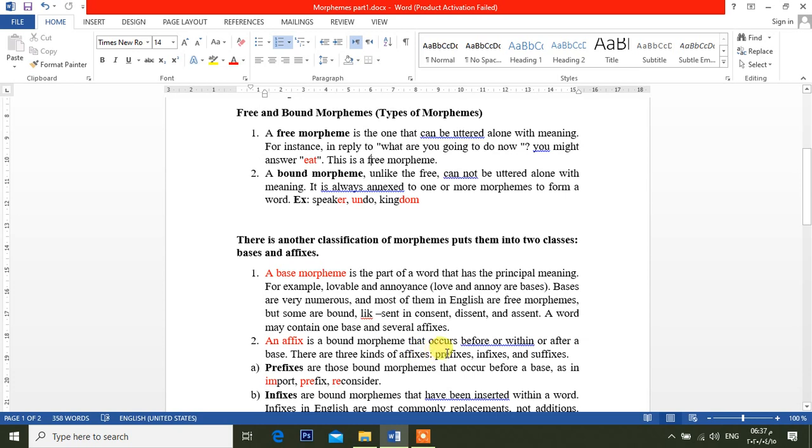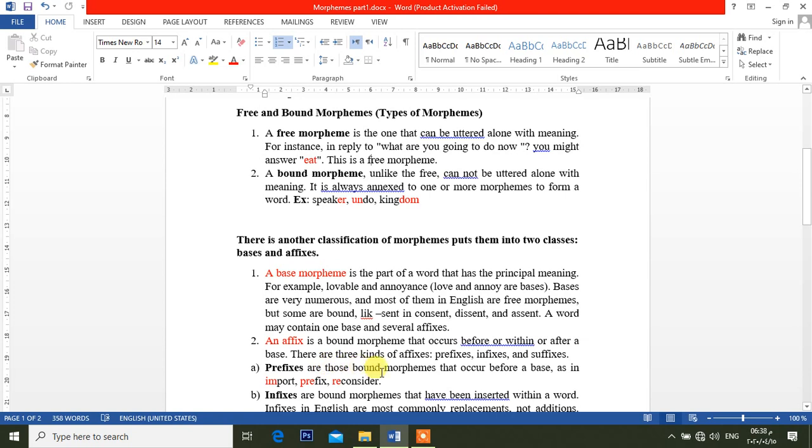Prefixes, when it comes at the beginning. Infixes, when it comes in the middle of a word. And suffixes, when it comes at the end of a word. Prefixes, infixes, and suffixes. Let's start with the first one, prefixes.